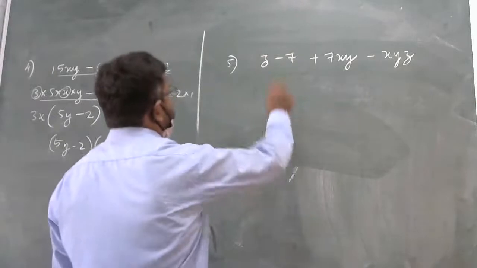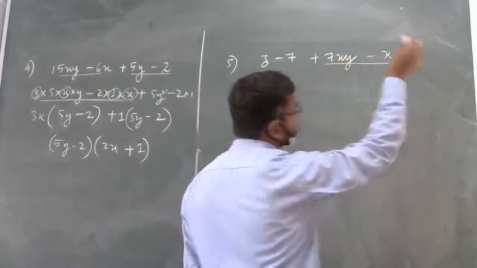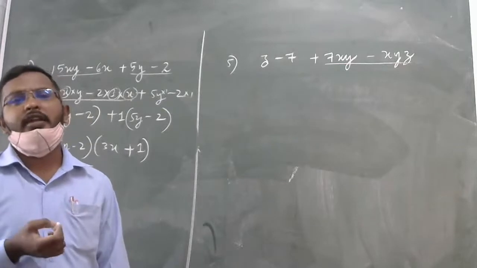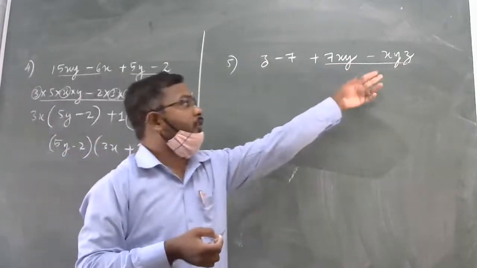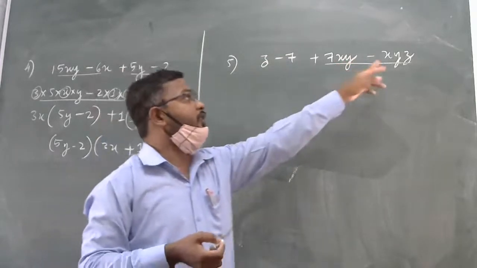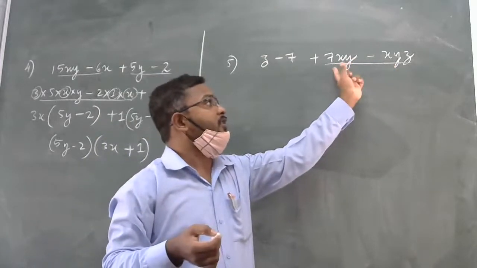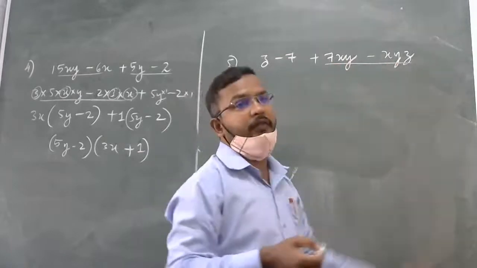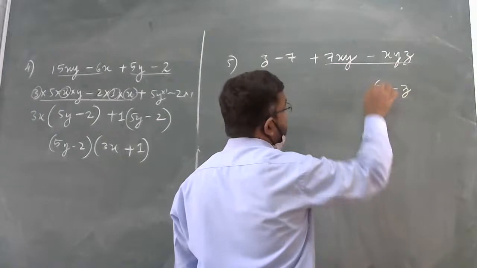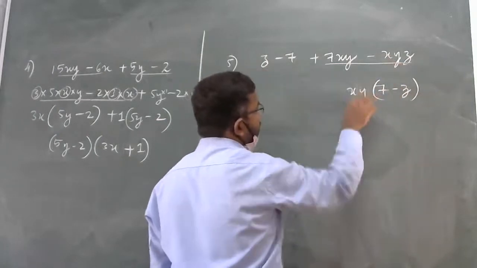So from these two, first of all, you just pair the numbers and think what can be taken outside. Here if you take these two as a pair, what is common here? XY is common. Here also we can take XY outside. Here 7 will be left out and here minus Z will be left out. So inside we will have 7 minus Z and outside we can take XY.